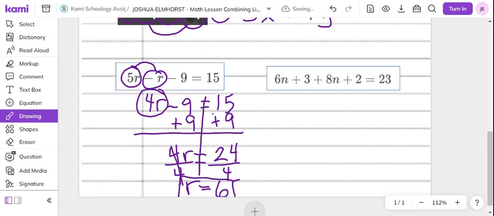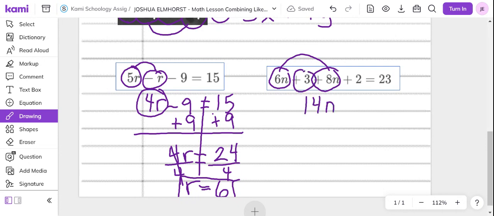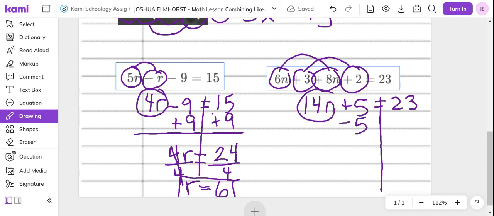All right, and then the last example here on the right, we have 6n and 8n. So you put all those together, that's going to give us 14n. They're both positive. And then we have 3 plus 3 plus 2, which is going to give us 5. And using our equation solving mat, we could actually go ahead and combine and simplify this equation even further. Circle the variable term, and then we're going to do inverse or opposites that are away from the variable term to start to solve.